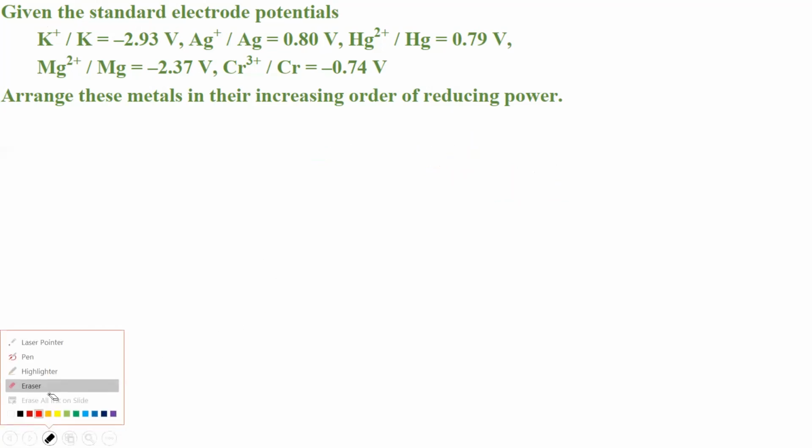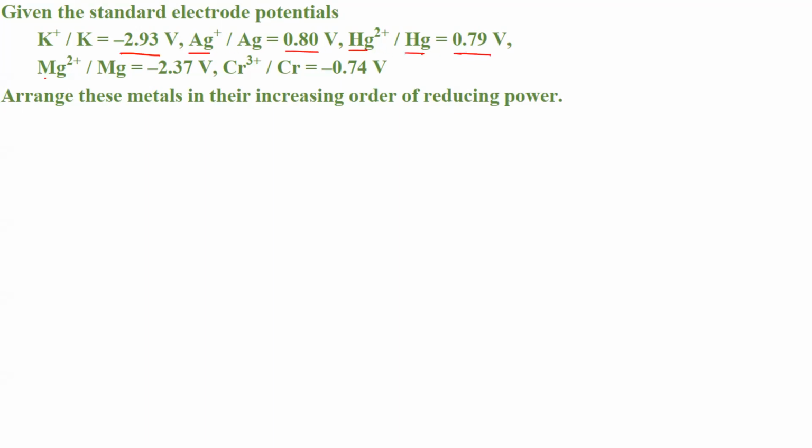Let me resolve the ink here. Now they have given you the standard reduction potential minus 2.93 for K plus to K, and for Ag plus to Ag it is 0.80, and Hg2 plus to Hg it is 0.79, and Mg2 plus to Mg it is minus 2.37, and Cr3 plus to Cr it is minus 0.74.